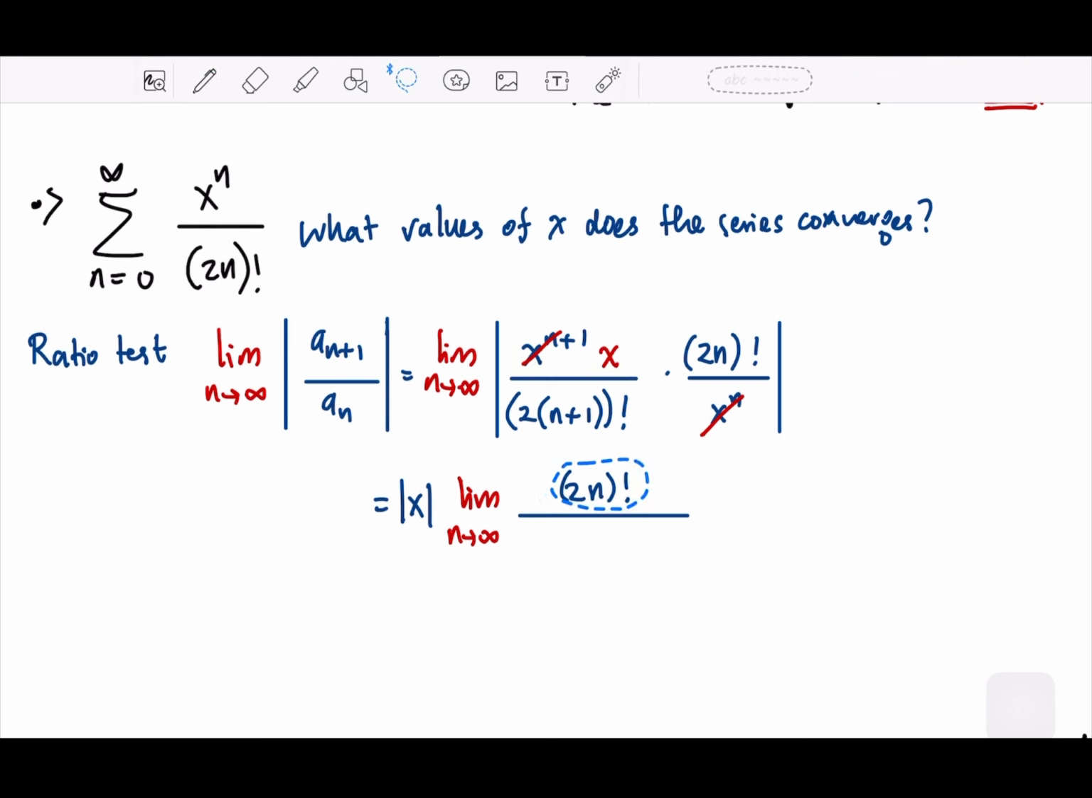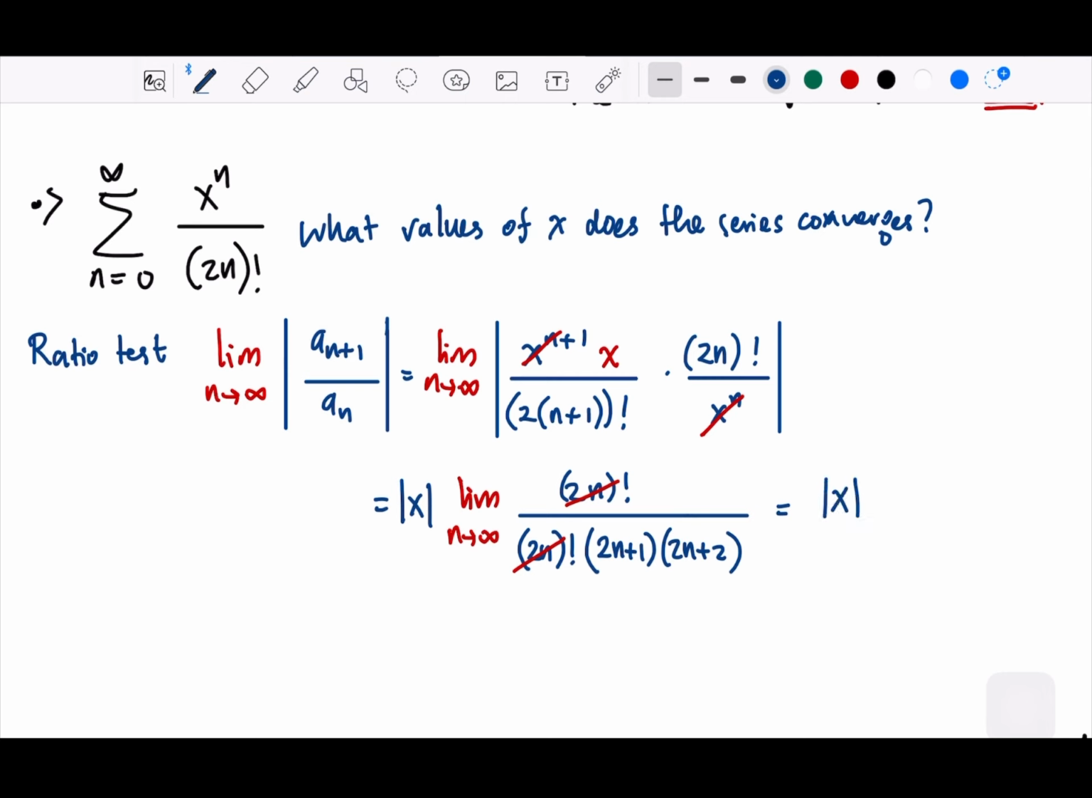And we have 2n factorial, and in the denominator, take a look. This will be 2n factorial and then 2n plus 1, 2n plus 2. And canceling this out, we are going to see the absolute value of x times the limit.